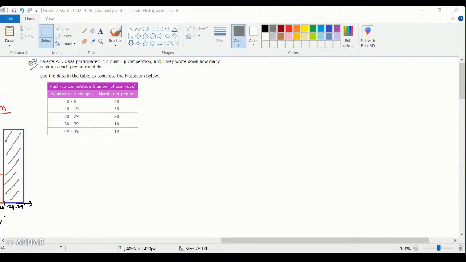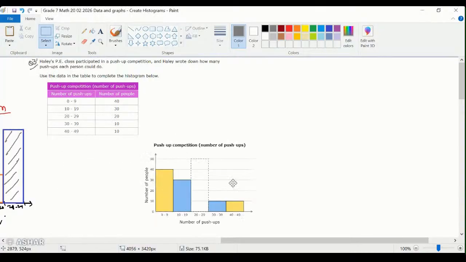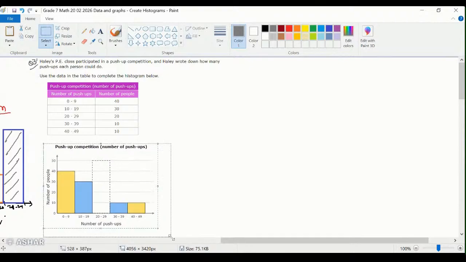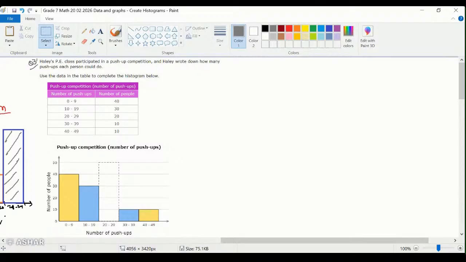They're asking us to complete the histogram, okay? So I'll copy the histogram and I'll try to remove some values from it. They've given us an incomplete one. We'll try to draw it from scratch, okay? This is given to us. And I would want to remove this information, and then we will try to plot this, okay? So what they're saying is, what we have over here is the number of push-ups done.